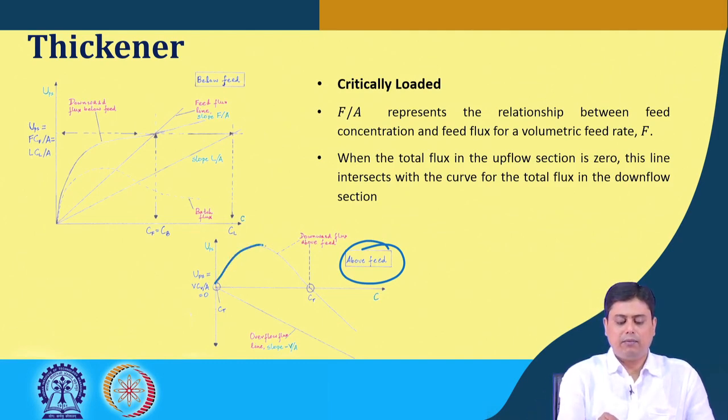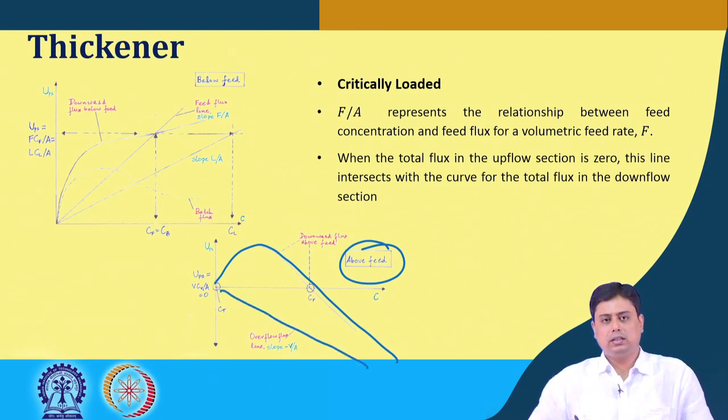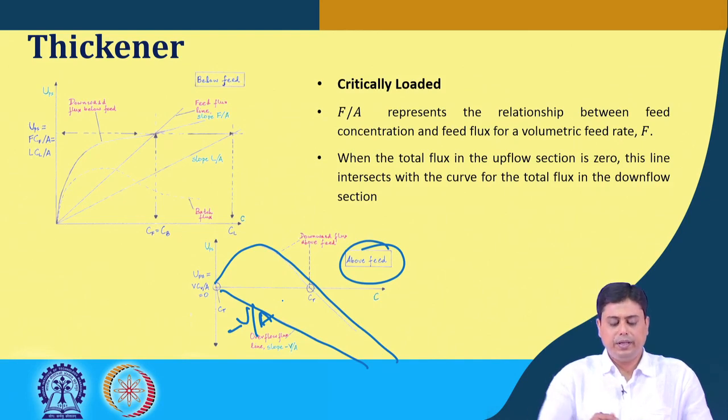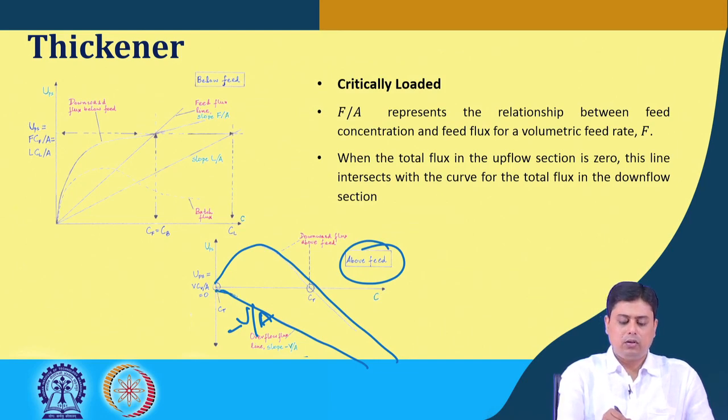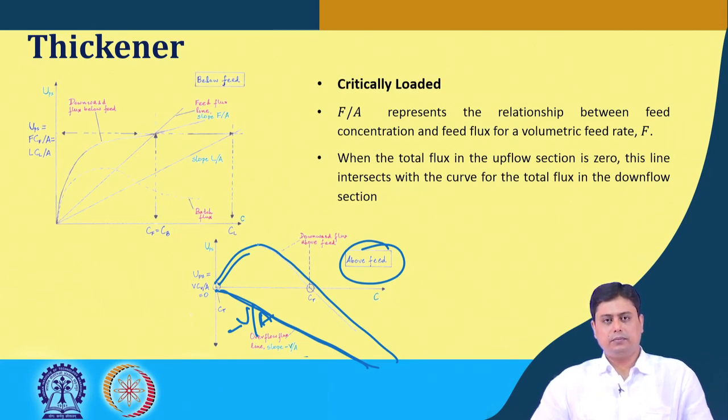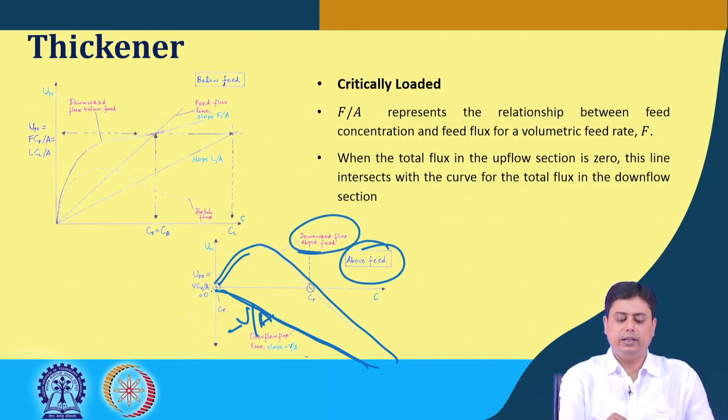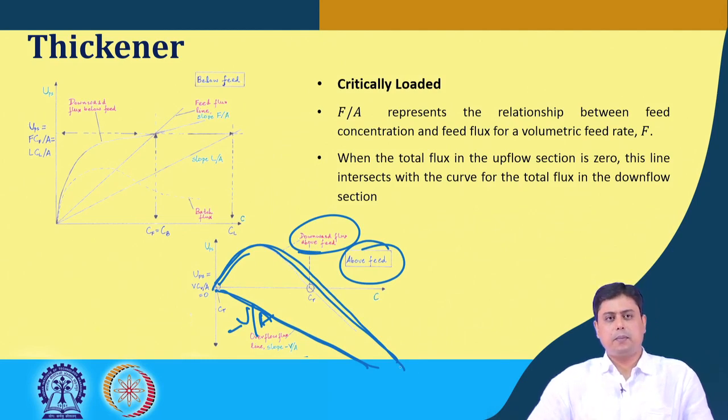So, the downward flux above the feed would be something like this, because here we have the overflow flux that has a line with a slope of minus V by A, because the overflow flow rate is V. So, here the overflow flux line will have a slope of minus V by A, and it would not cross anywhere the total flux above the feed, which is the downward flux above the feed. This line is the downward flux above the feed.